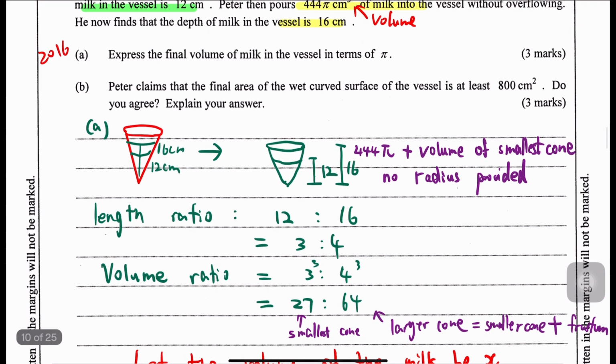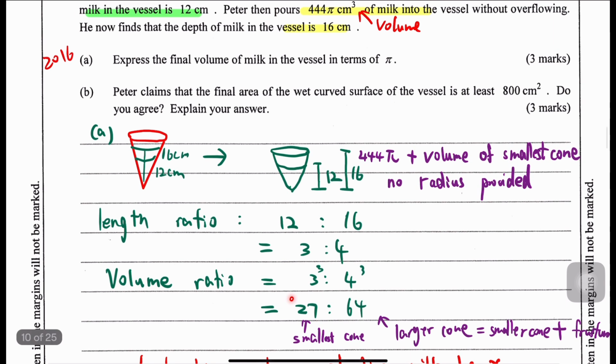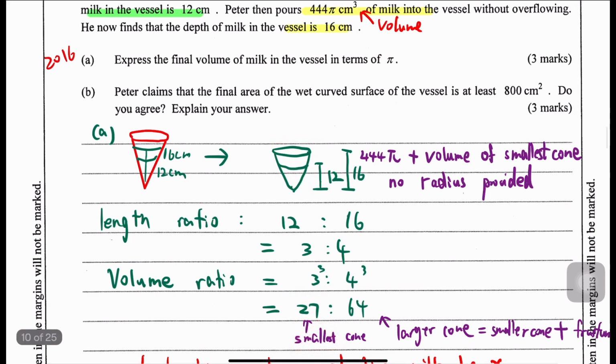And then make sure you know what this ratio means. What is the meaning behind this ratio? This one is the smaller cone to the largest cone, so it's not the smaller to the first term, okay? So we only have the similar shape ratio. If they are not similar, we cannot find the ratio this way, okay?